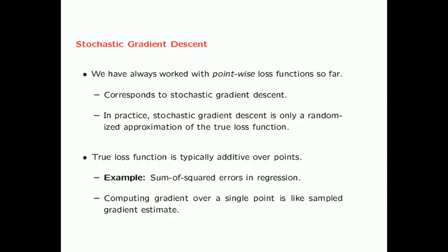For example, when you're performing regression, the true loss function is simply the sum of squared errors. And when we just take the loss over a single point, we are only using a randomized approximation of the true loss function. Computing this gradient over a single point is like a sampled gradient estimate. So all the gradient updates that you have seen are stochastic gradient descent updates. The main problem is that using single points may not give you an accurate enough estimate of the derivative of the loss function.